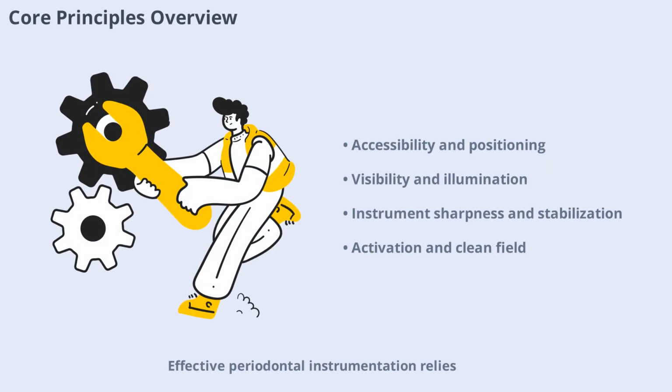Effective periodontal instrumentation relies on several fundamental prerequisites. These include accessibility, visibility, illumination, retraction, instrument condition and sharpness, stabilization, activation, and maintaining a clean field. Each principle plays a vital role in ensuring that dental procedures are performed safely and efficiently. By mastering these basics, clinicians can provide optimal care and minimize complications. In the next scenes, we'll break down each principle, starting with accessibility and proper positioning for both the patient and the operator.